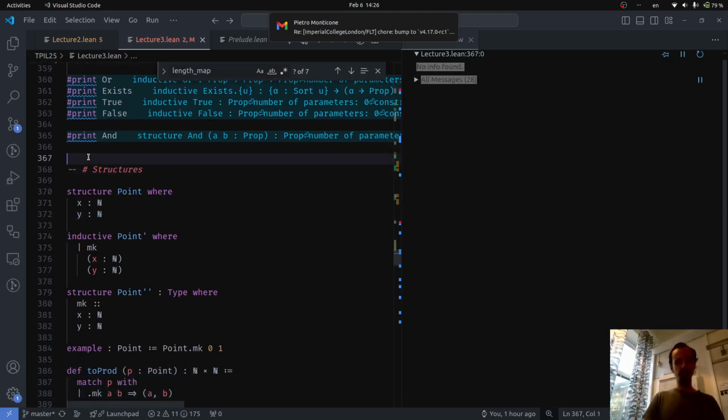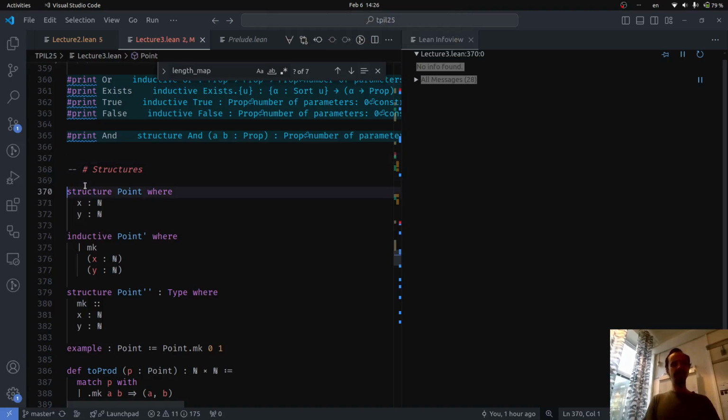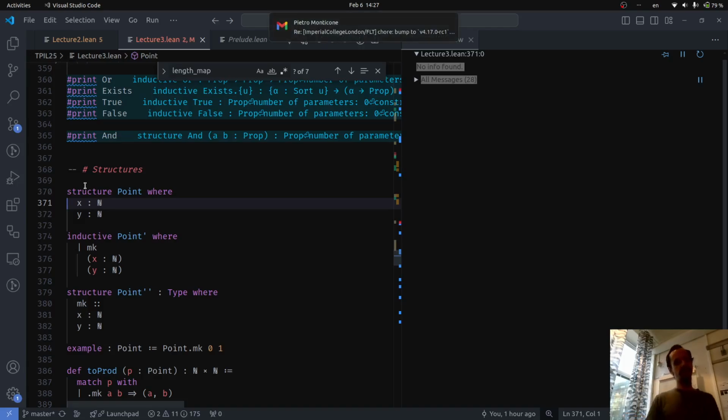Okay, so what's a structure? So a structure is an inductive type with one constructor, more or less. It basically comes with a few extra features that make it easier to use. But from the perspective of Lean's kernel, it is really just an inductive type.